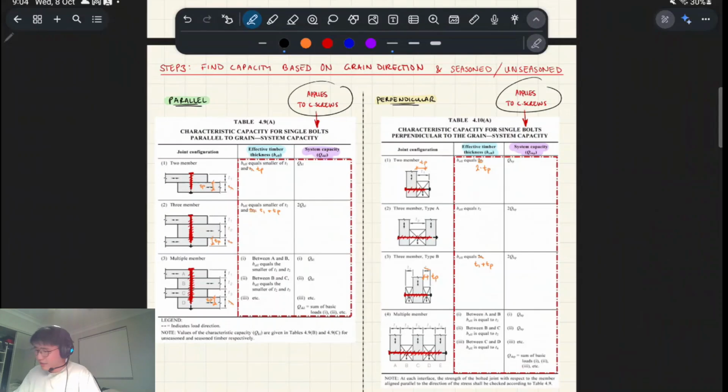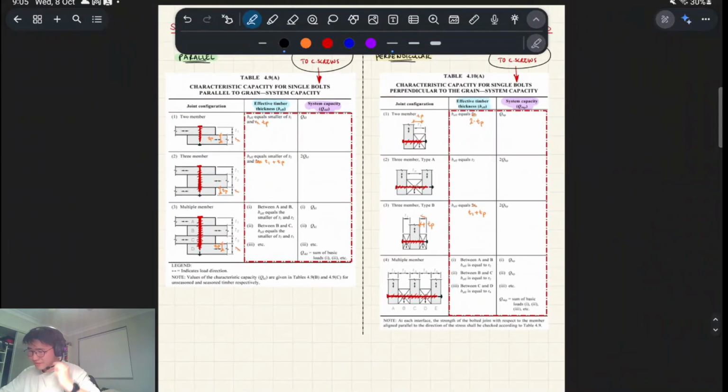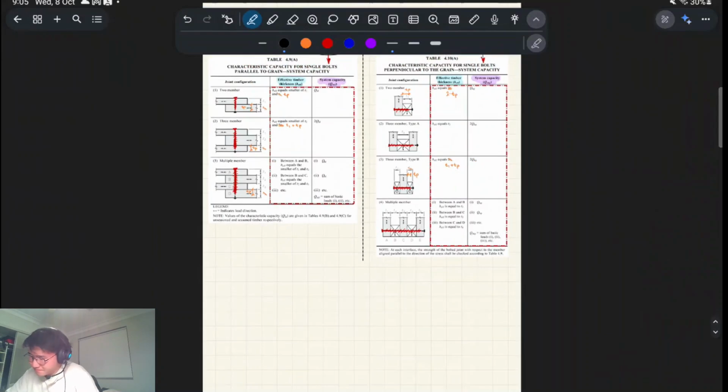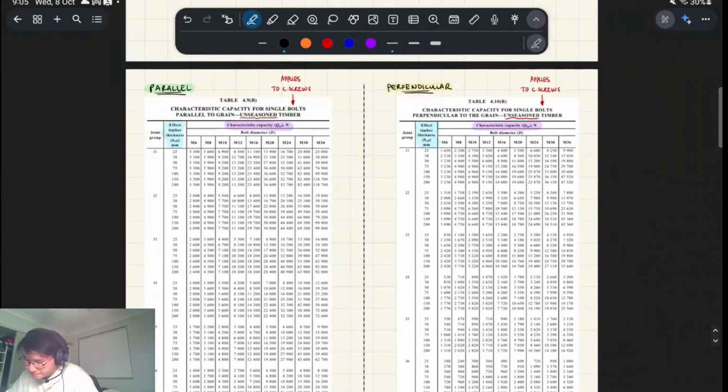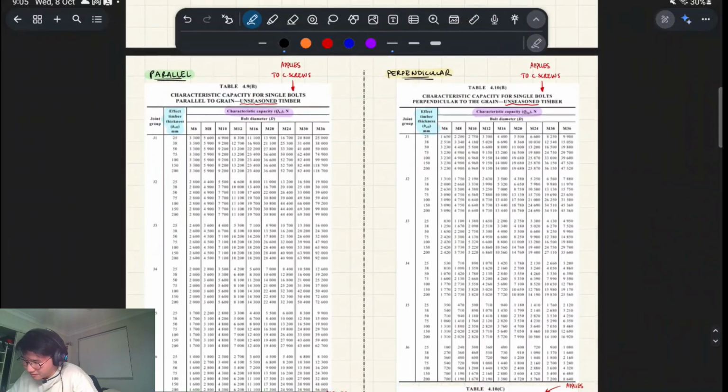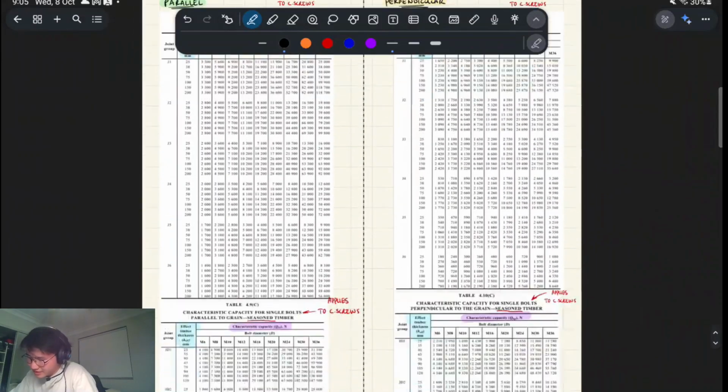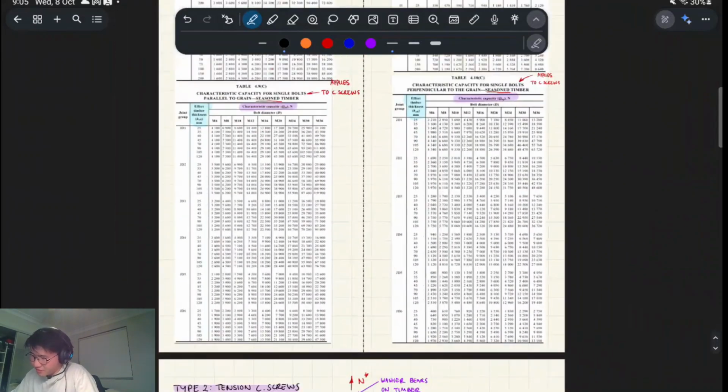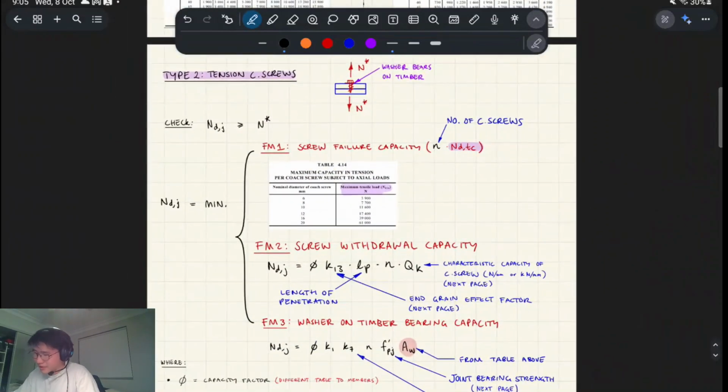It applies to coach screws too, but it's really confusing because the wording of the table says bolts, but in the code it says coach screws. This part of the bolts code also applies to coach screws, that's what it says. So we have parallel and perpendicular capacities, and these also apply to coach screws as well as bolts, which is confusing in my opinion.